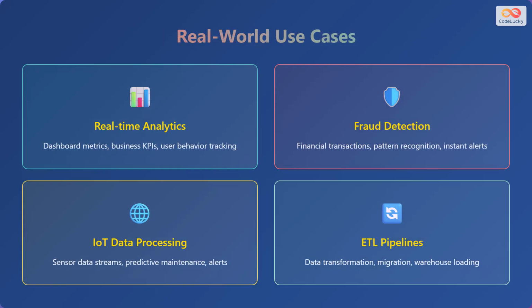Flink is used in many real-world applications. These include real-time analytics for dashboards, business key performance indicators, and user behavior tracking. It is also used in Internet of Things data processing for sensor data streams, predictive maintenance, and alerts. Further applications include fraud detection in financial transactions for pattern recognition and instant alerts, and extract transform load pipelines for data transformation, migration, and warehouse loading.